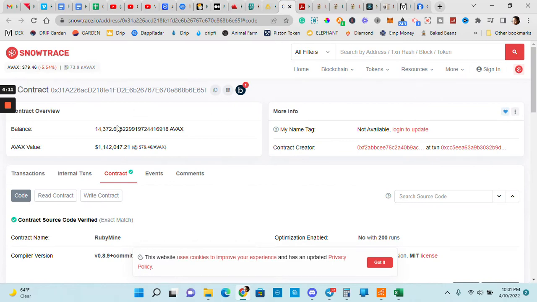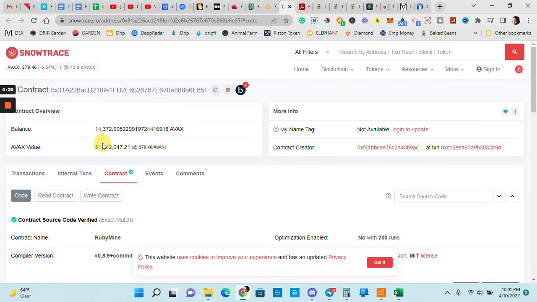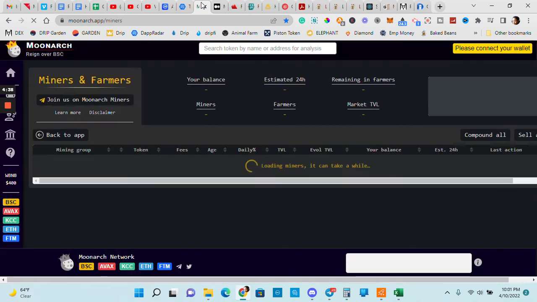Look at the contract balance for this particular protocol. Right now they've got about 1.1 million in the contract. That looks pretty good. 14,372 AVAX looks pretty close to what the UI is saying. But always double check the contract, because anything can be manipulated. So this is looking good. Let's look at it on Monarch real quick.